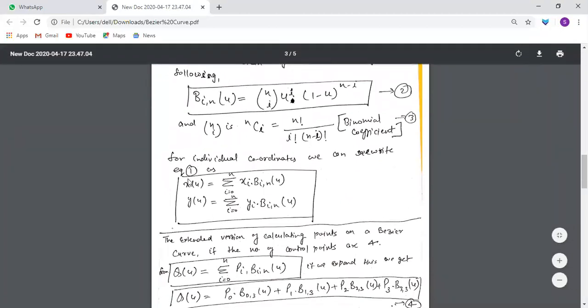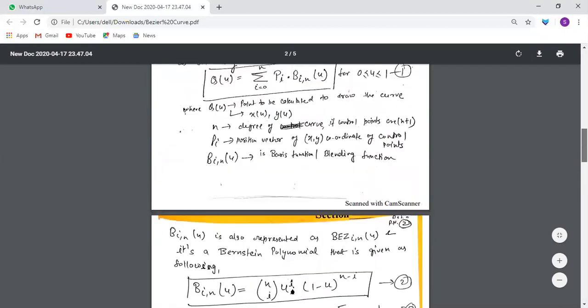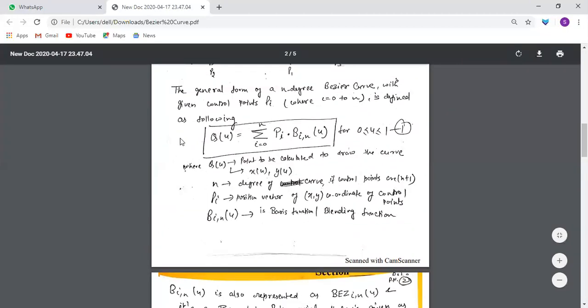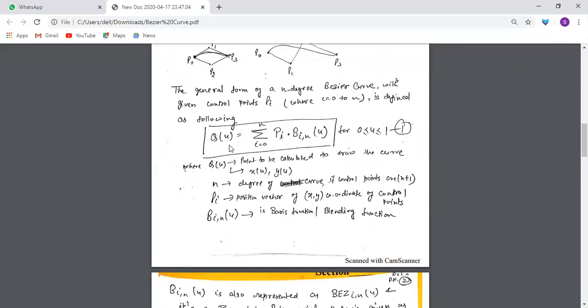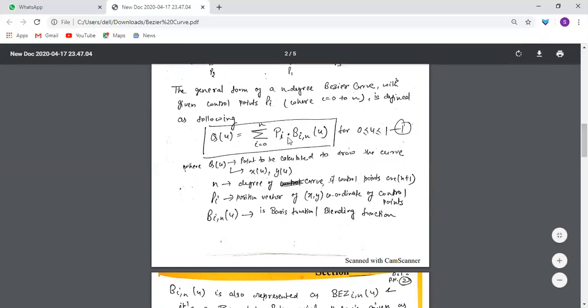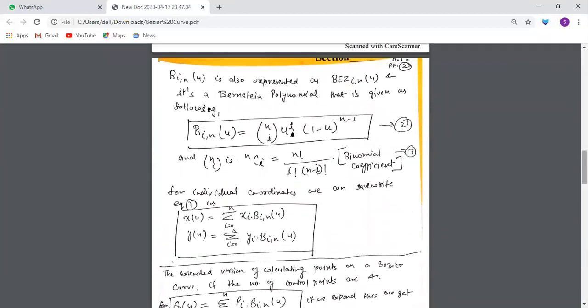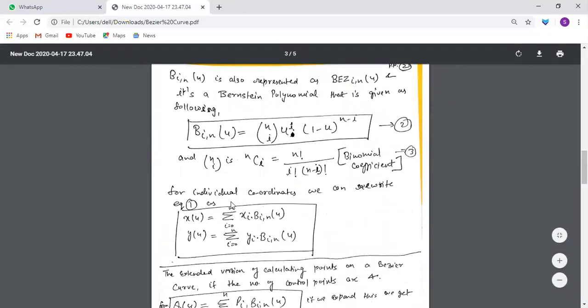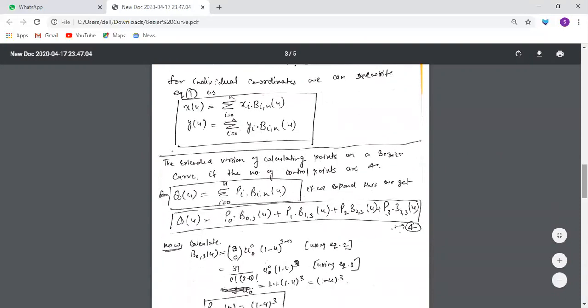For individual coordinates we can rewrite equation 1. What is equation 1? This is equation 1. So this q is representing the coordinate. The coordinate will have an x part and a y part. So we can rewrite this equation: instead of pi we can write xi, and instead of pi we can write yi. So x of u is equal to the sum from i equals 0 to n of xi multiplied by b i n of u, and y of u is equal to the sum of yi multiplied by b i n of u.